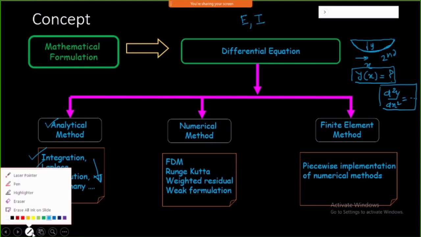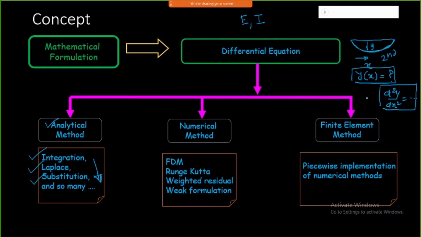In numerical methods, we have looked at the finite difference method. That is what we call FDM. We can also use the Runge-Kutta method to solve time dependent problems. And then most important here is the weighted residual. We'll just look at what that weighted residual is, and next time we'll look at what the weak formulation is.